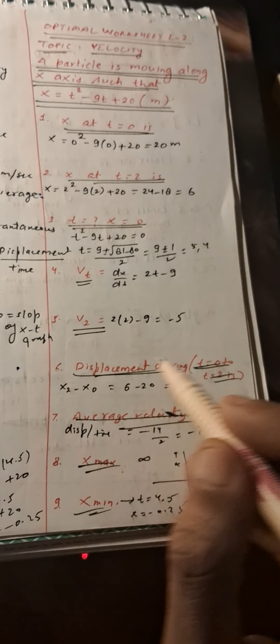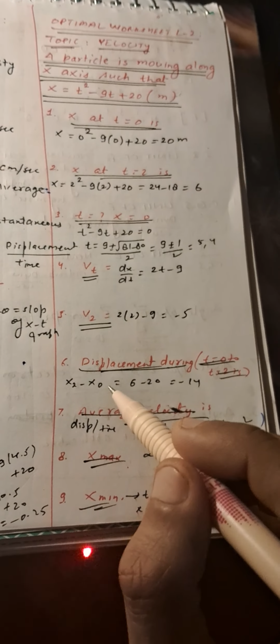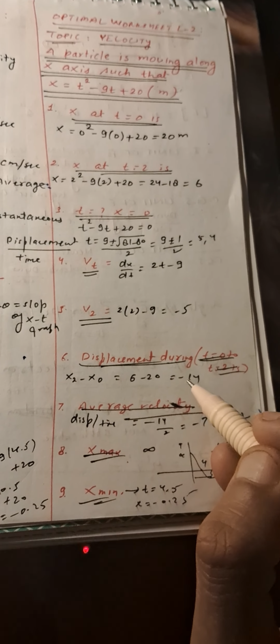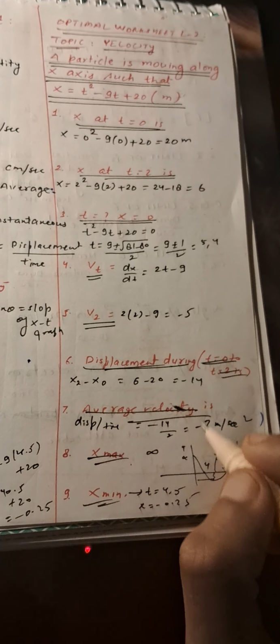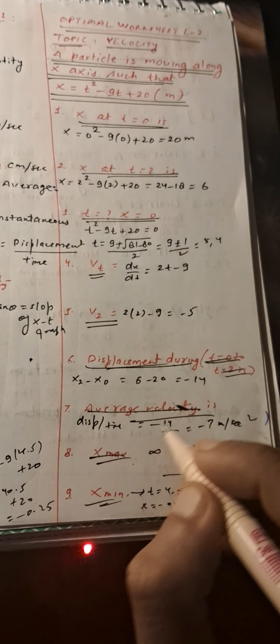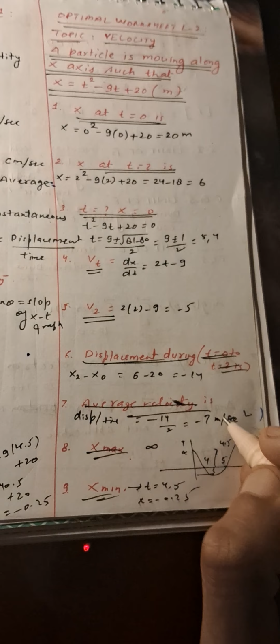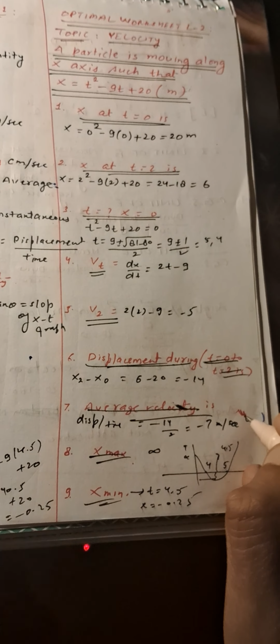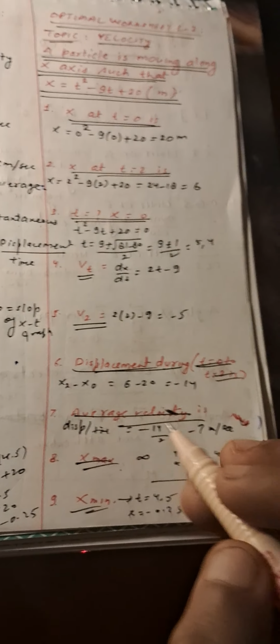The next question is displacement during 0 to 2 seconds. So it is x2 minus x0. After solving, we get minus 14. Next is average velocity. So average velocity is displacement by time, which is minus 14 by 2 or minus 7 meter per second.